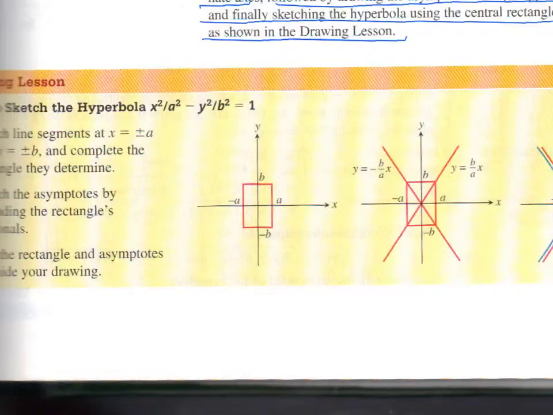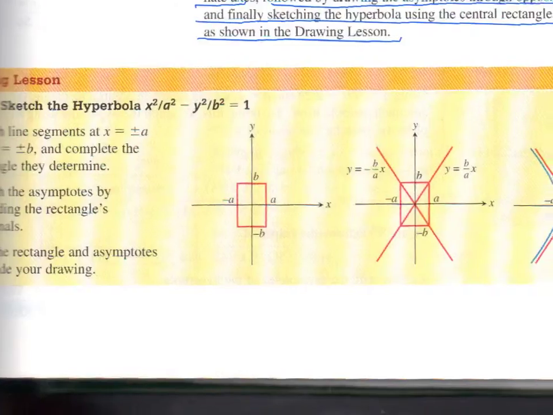If you remember, the lines have a slope, rise over run. So it's b over a. When you repeat that slope, you're going to have a diagonal line. If you go from the opposite corners, you go negative b over positive a. So you're going to have this line, which is negative b over a, and this one, which is positive b over a. Once you draw the rectangle, you draw the asymptotes.